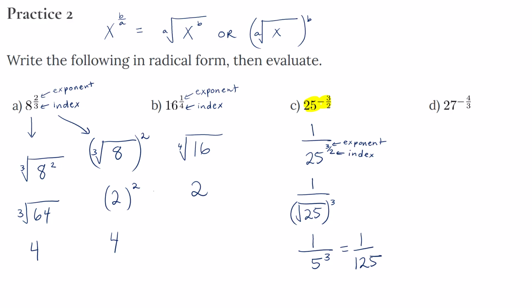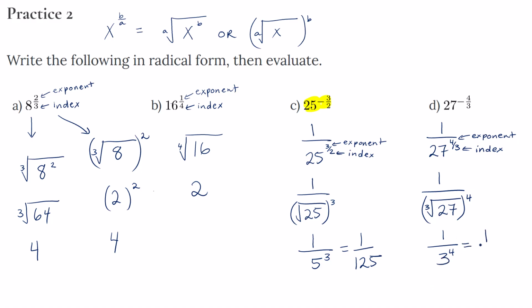We'll complete d in a really similar way. So we'll start by making that negative exponent into a positive. So 4 over 3. I've labeled 4 as my exponent and 3 as my index. So let's rewrite this in radical form. So the index is the 3, 27 to the power of 4. So the cube root of 27 is going to come out to 3, and then we still have to the power of 4. And 3 to the power of 4 is going to come out to 81.